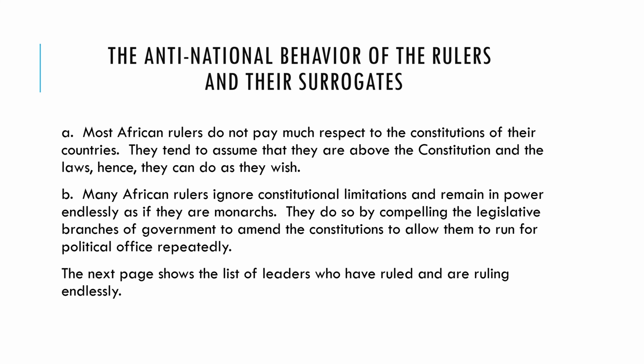Most African rulers do not pay much respect to the constitutions of their countries. They tend to assume that they are above the constitution and the laws, hence they can do as they wish. Many African rulers ignore constitutional limitations and remain in power endlessly as if they are monarchs. They do so by compelling the legislative branches of government to amend the constitutions to allow them to run for political office repeatedly. The next page shows the list of leaders who have ruled and are ruling endlessly.